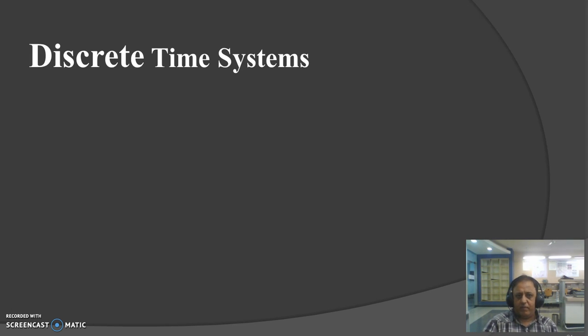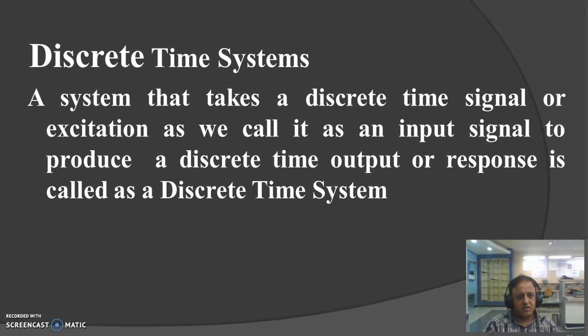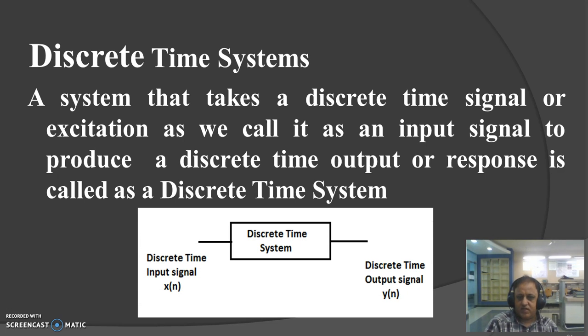Okay, then let's see what happens in case of discrete time systems. Now, a system that takes a discrete time signal as an excitation to produce a discrete time output is called a discrete time system. For convention, we use x[n] as the discrete time input signal, giving output signal y[n]. Before we see what the output y[n] would be to a discrete time input signal x[n], we have to understand a few characteristics of these discrete time systems. Only then we will be able to derive a relationship to get the output y[n].